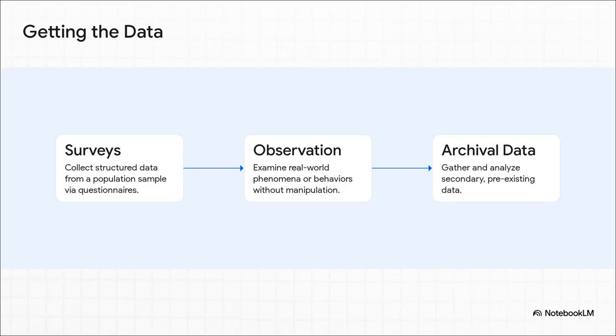It really boils down to three main ways of getting the data. First, you've got surveys and questionnaires. Pretty straightforward, right? You ask a whole bunch of people the same questions and then look for patterns in the answers. Second is what's called naturalistic observation.